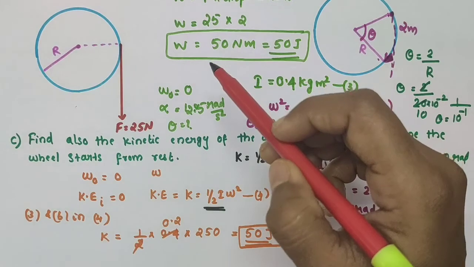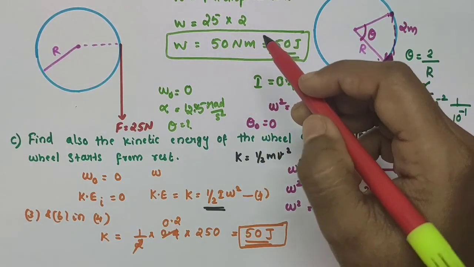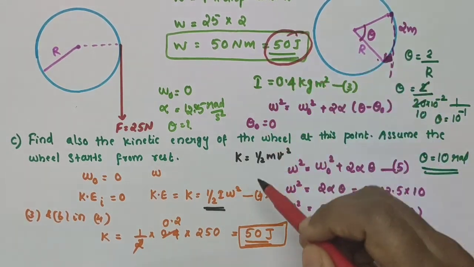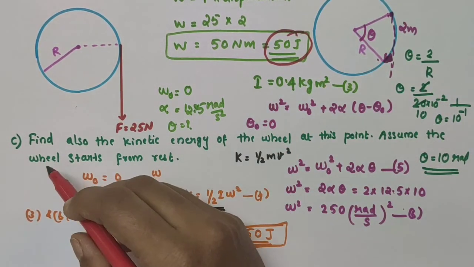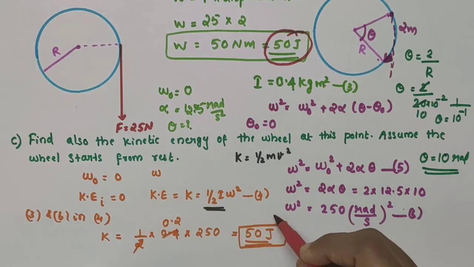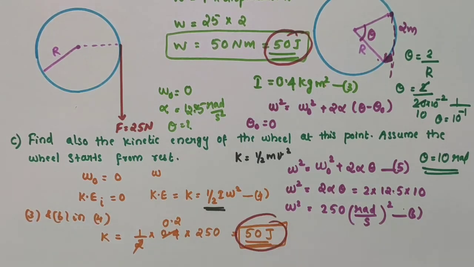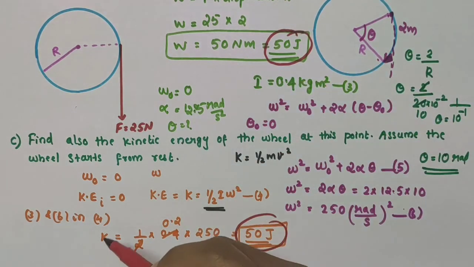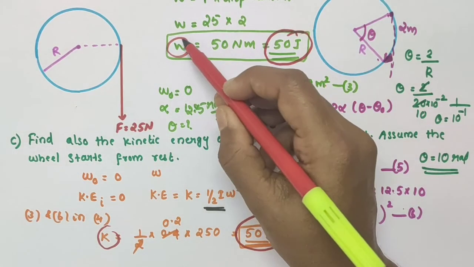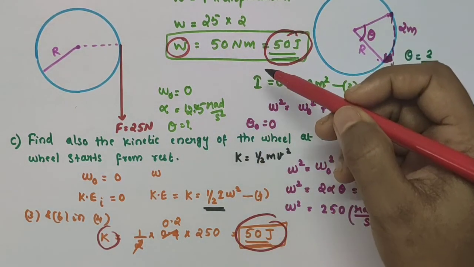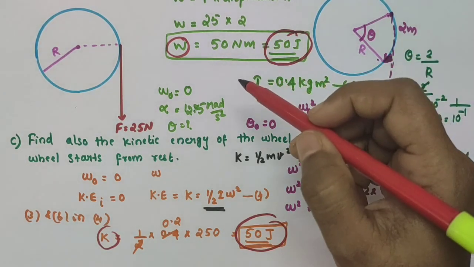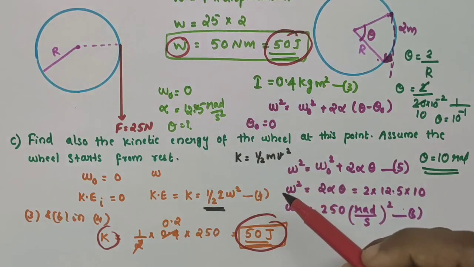From B, we got the work done by the pull when 2 meter of the cord is unwound as 50 joule. W is equal to 50 joule. And from C, we got the kinetic energy gained in the same case as 50 joule. That means when we compare these two, we can say that the kinetic energy gained by the wheel is equal to the work done by the force, because both are 50 joule. That is, there is no loss of energy due to friction.